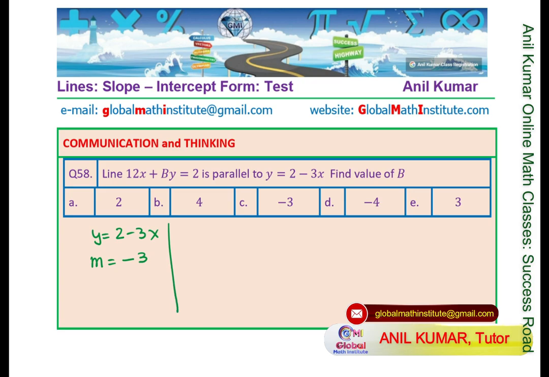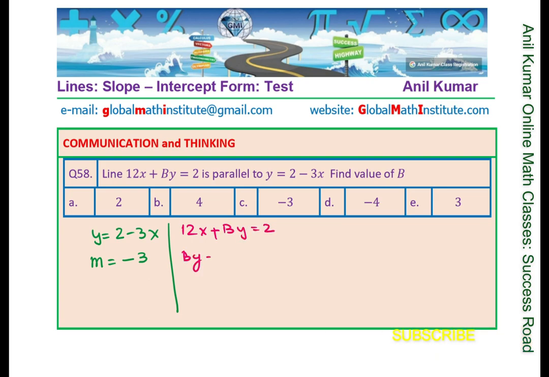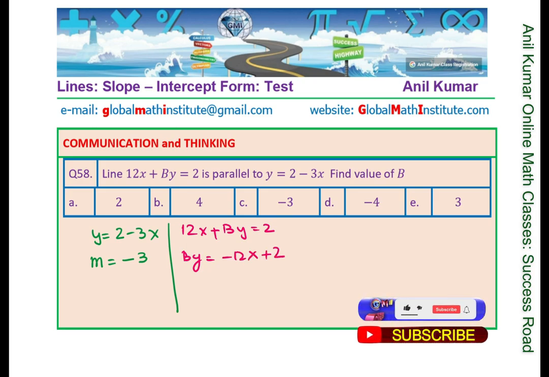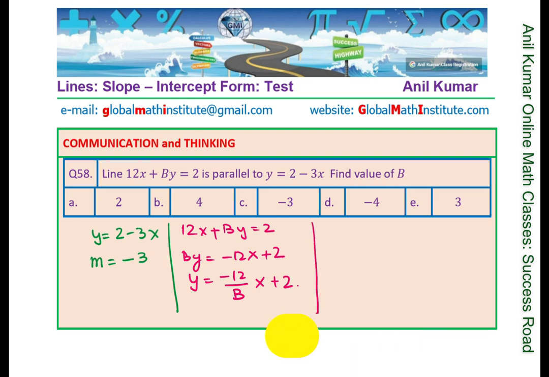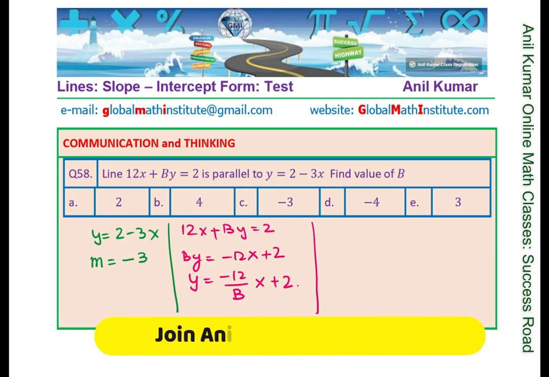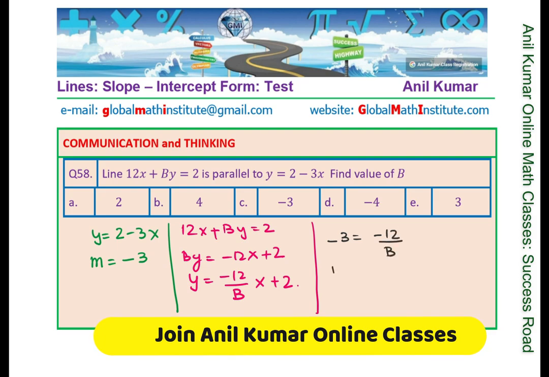Now let's rearrange the given line, which is given to us as 12x + by = 2. So when you rearrange, you get by = -12x + 2. Dividing by b, we get y = -(12/b)x + 2/b. So what is the slope here? Well, clearly, the slope is -12/b, right? And we already found that the slope should be -3. That means -3 should be equal to -12/b, correct? Cross multiply to get the value of b, which should be -12 over -3, which is 4. And therefore, the answer B is the right option, right?